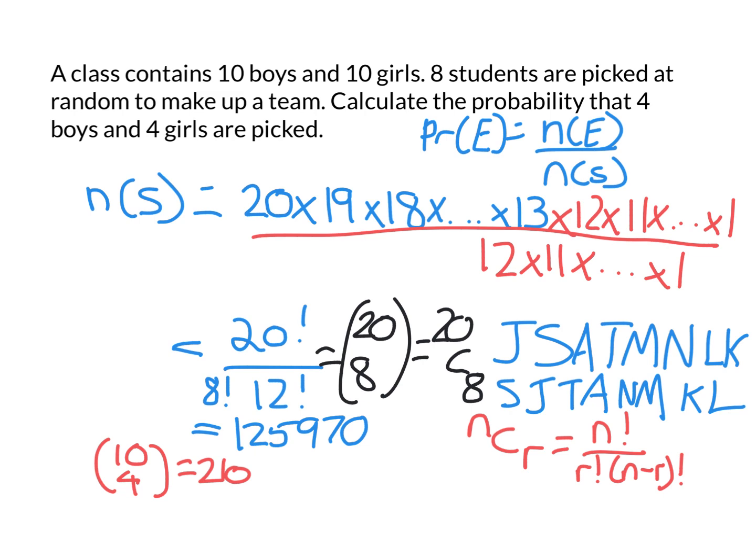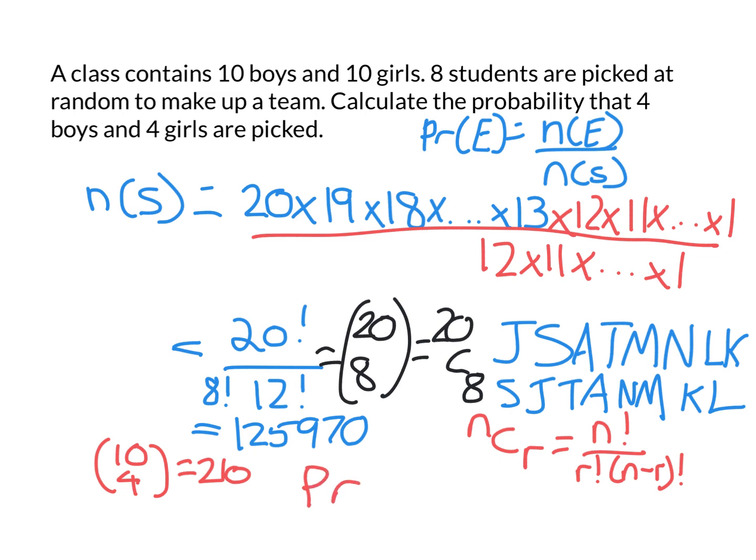So there are 210 ways to pick 4 boys from a group of 10. But hang on, we're also picking 4 girls from a group of 10 girls. So there's 210 ways also to pick the girls. So the total number of ways that you can pick 4 boys and 4 girls is 210 times 210.